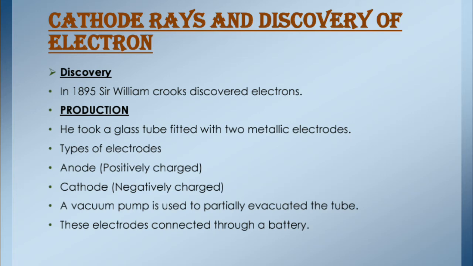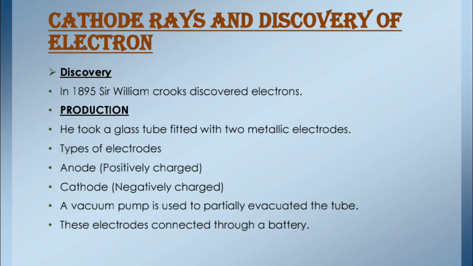He took a glass tube fitted with two metallic electrodes. Cathode rays are produced in a discharge tube. Hence, this discharge tube is generally referred to as a cathode ray tube. The tube is a partially evacuated glass tube with a cathode and anode at the ends of the tube. There are two types of electrodes: anode, positively charged, and cathode, negatively charged. A vacuum pump is used to partially evacuate the tube.